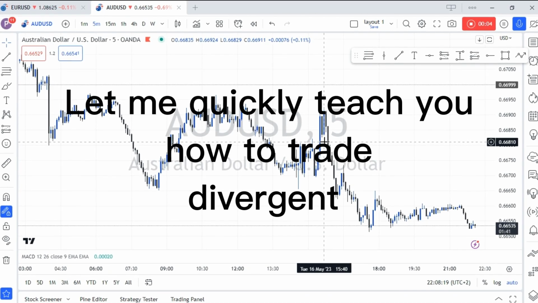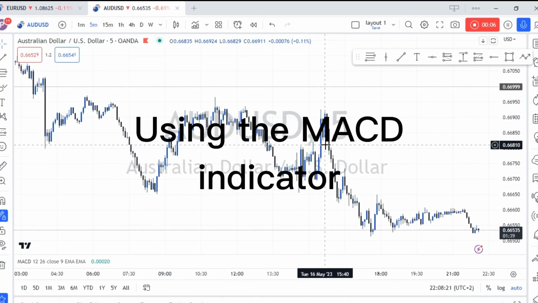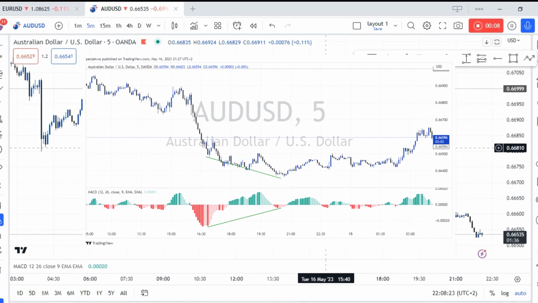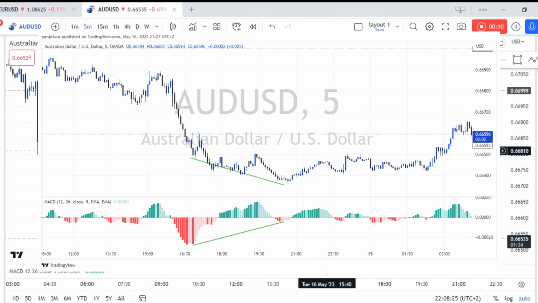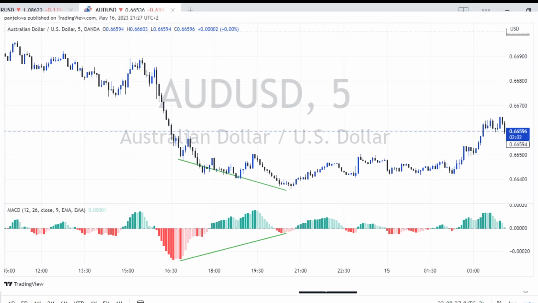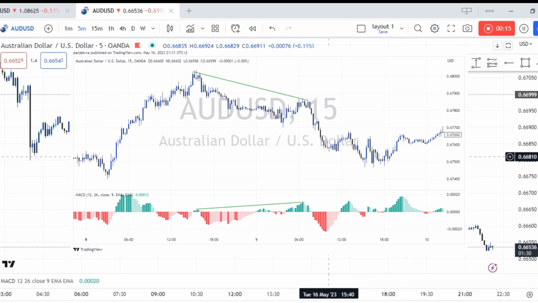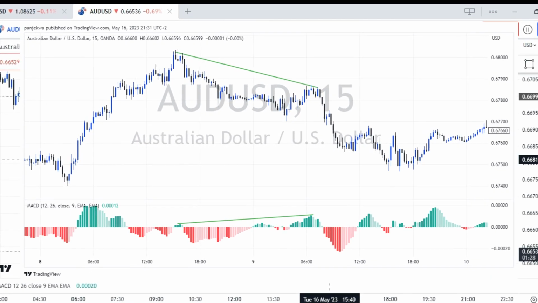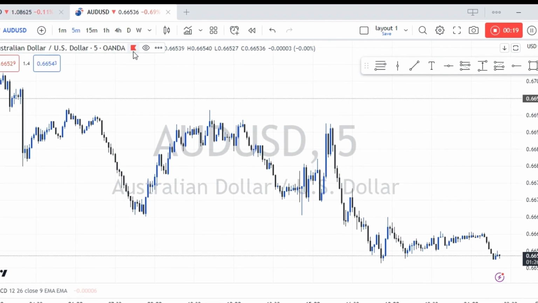Let me quickly teach you how to trade divergence using the MACD indicator. A divergence is when the price action does not agree with the indicator, or the MACD. Divergence occurs in all time frames, therefore the strategy can be used by all kinds of traders.